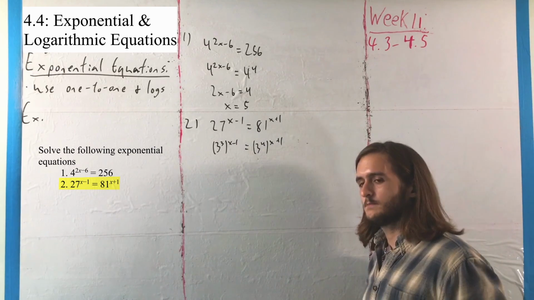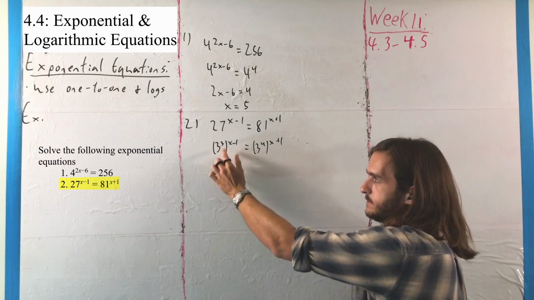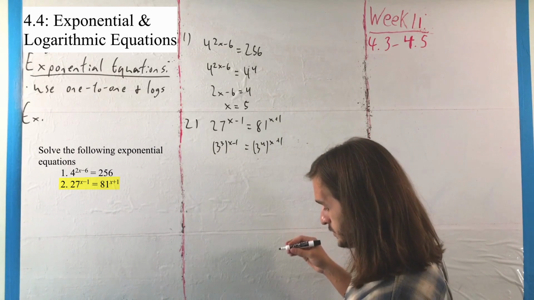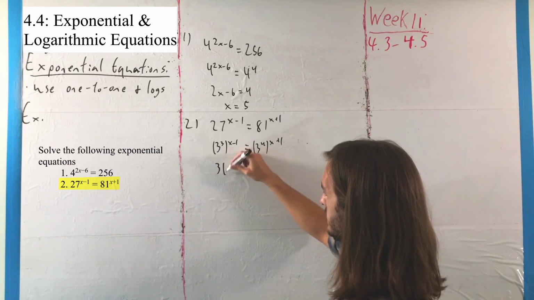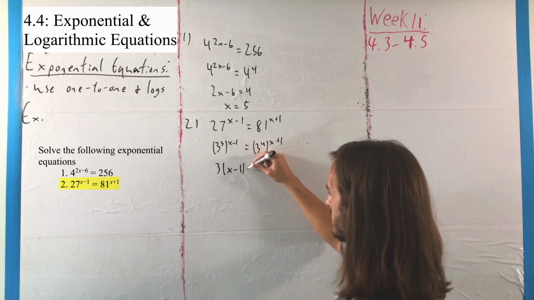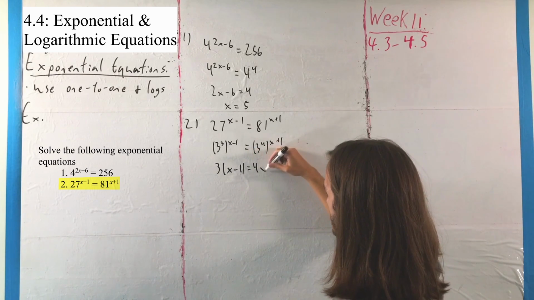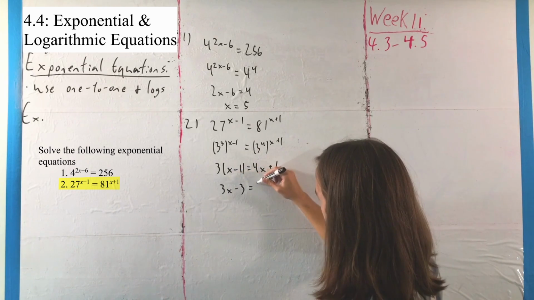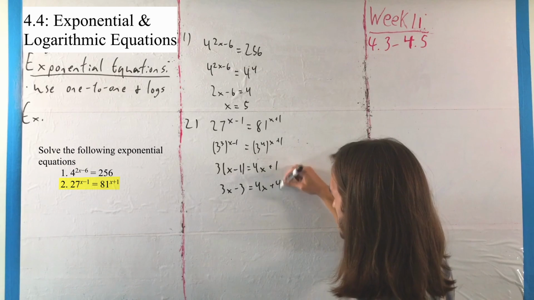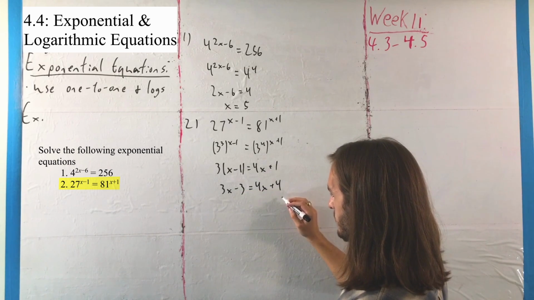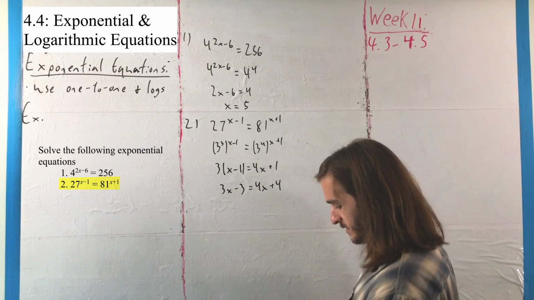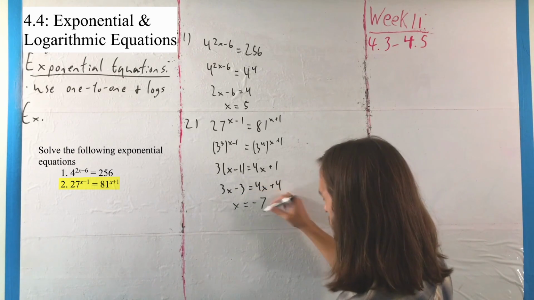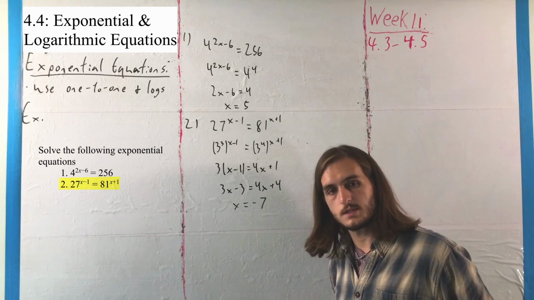So we can pull these apart, recognize that we have base 3, and use the product rule for exponents there to get that this will just turn into 3 times x minus 1 equals 4 times x plus 1, or 3x minus 3 equals 4x plus 4. Add over 3, subtract over 4, and we will get x is equal to negative 7 as our solution set.